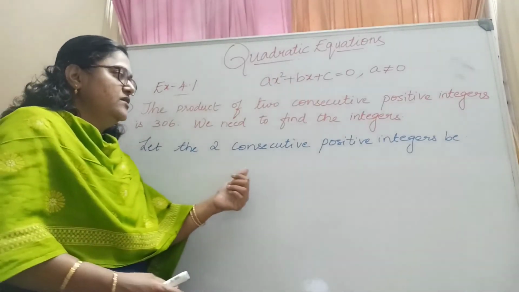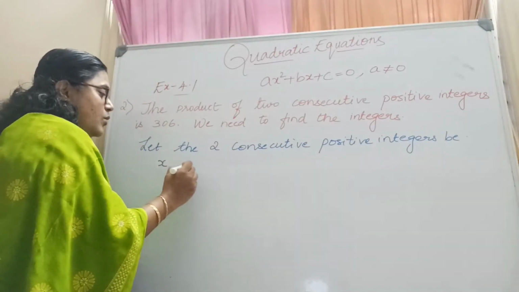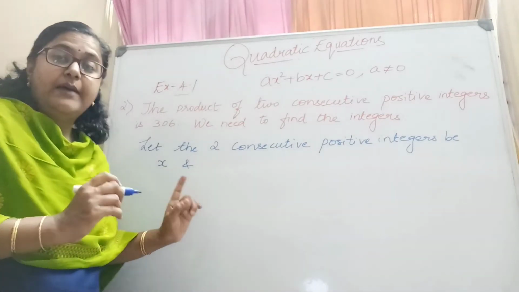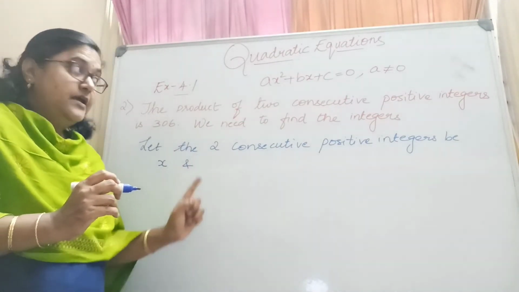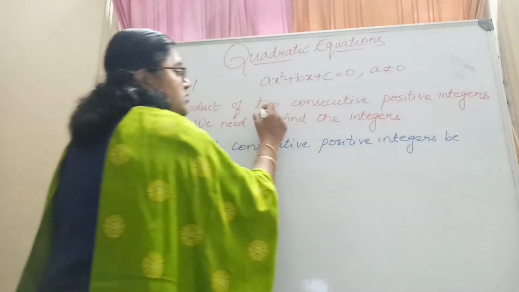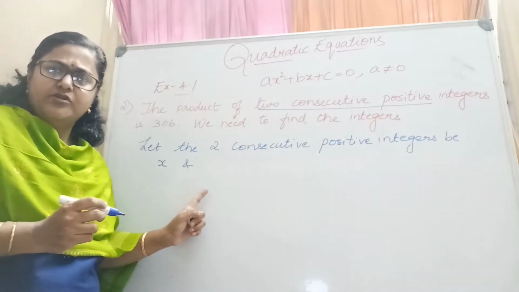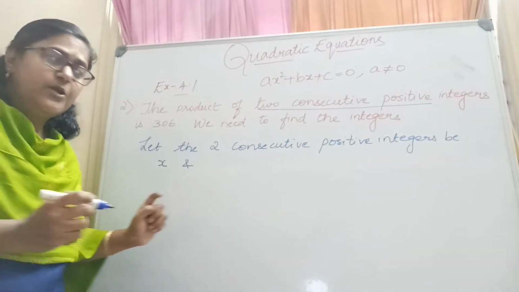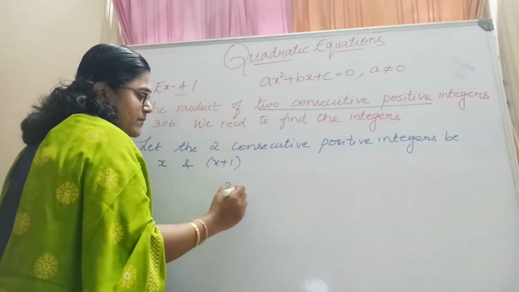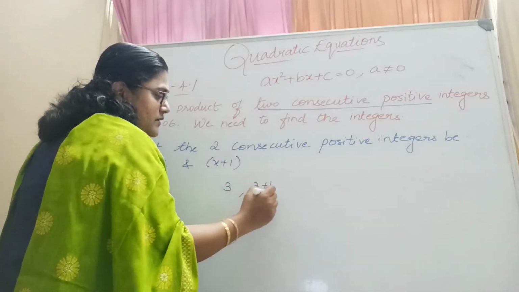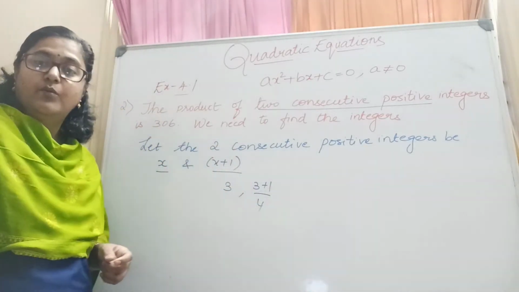Now let the two consecutive positive integers be, one is x. What will be the other one? Here I'm not going to take y. Why? Because here they say two consecutive positive integers. Just now we discussed, right? What is the meaning of consecutive integers? They are subsequent numbers. So the next number will be x plus 1. Say if 3 is my number, the next number is 3 plus 1, that is 4. So that is why I have taken x and x plus 1.